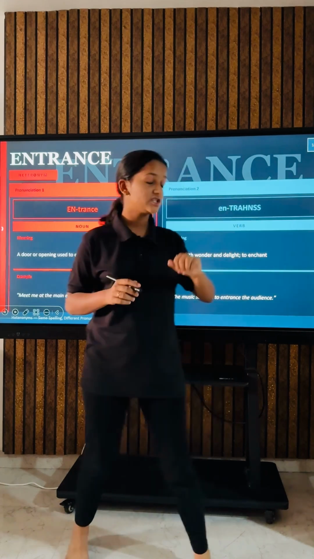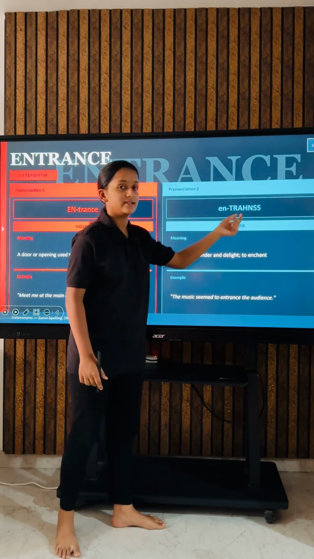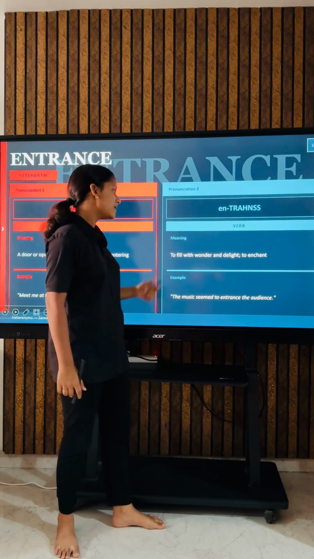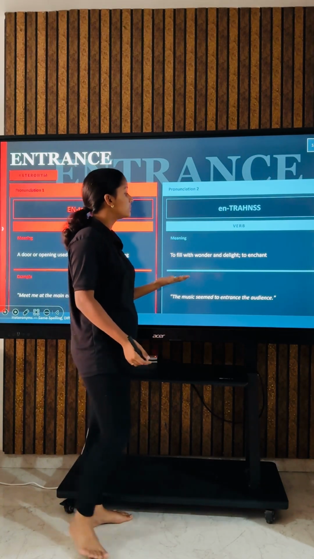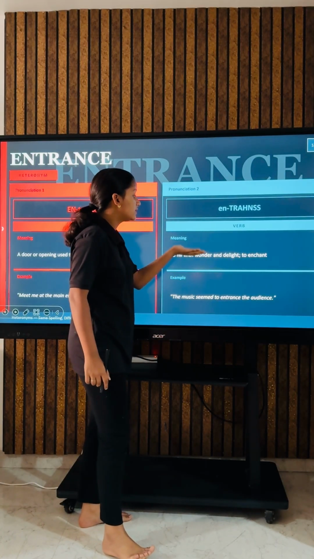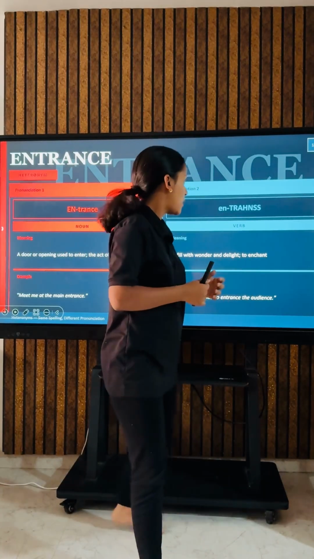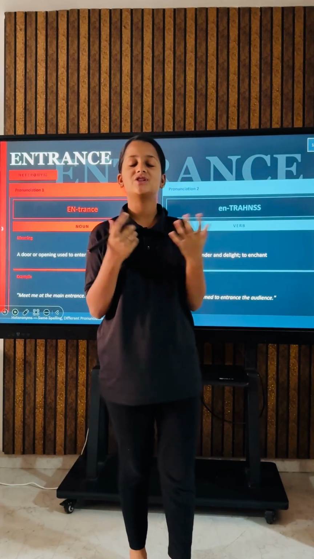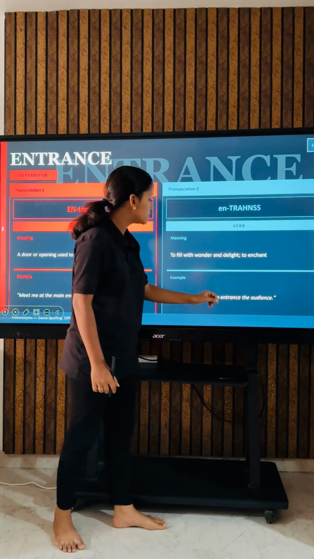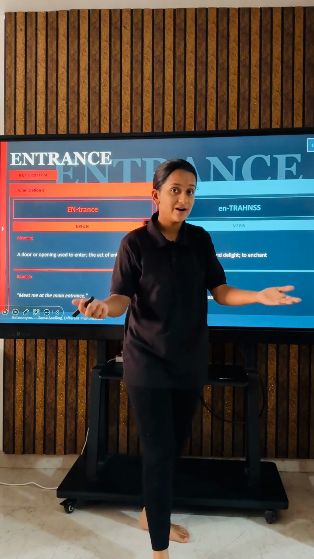Okay, then we have pronunciation 2, which is entrance. It is a verb because it has stress on second syllable, as you already know. Meaning is to fill with wonder and delight, or to enchant. Example is, the music seemed to entrance the audience.